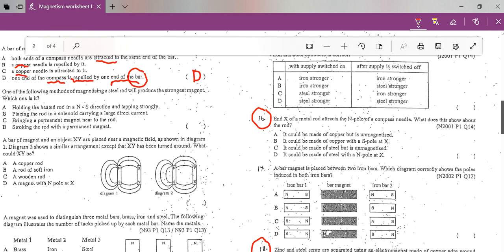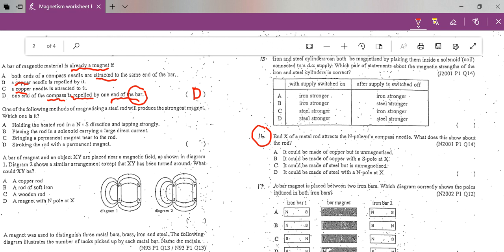Question 16. NX of a metal rod attracts the end pole of a compass needle. NX attracts the end pole of a compass needle. Let me erase this. Okay, NX attracts the end pole of the compass needle. Remember the word used here is attract. What does this show about the rod?